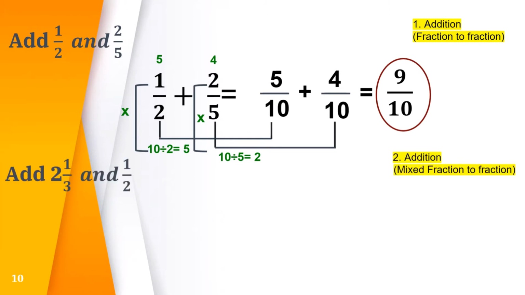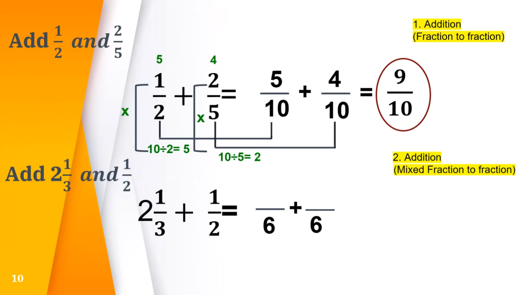Next is addition of mixed fraction to fraction. 2 and 1/3 plus 1/2. So, let us find out the LCM of 2 and 3. Yung 2 at 3 ay prime numbers, so pwede na lang natin uli silang i-multiply. 3 times 2 equals 6. Next, divide natin ang kanilang mga denominators. 6 divided by 3 equals 2. Then multiply it by the numerator. 2 times 1 equals 2. So that is 2/6.